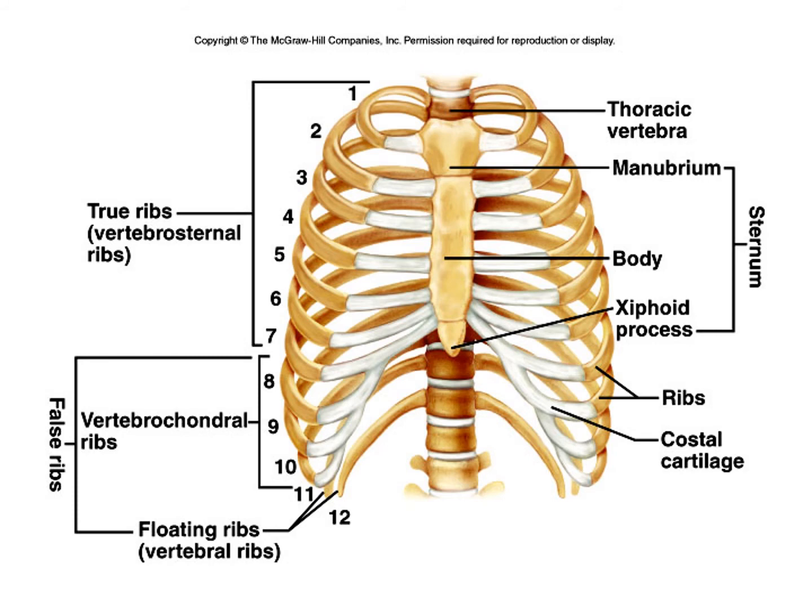However, they don't directly attach to the sternum. Notice with ribs 1 through 7, every rib 1 through 7 lines up and attaches to the sternum. Okay, so a direct attachment to the sternum. Ribs 8, 9, and 10 are what we call vertebral chondral ribs.